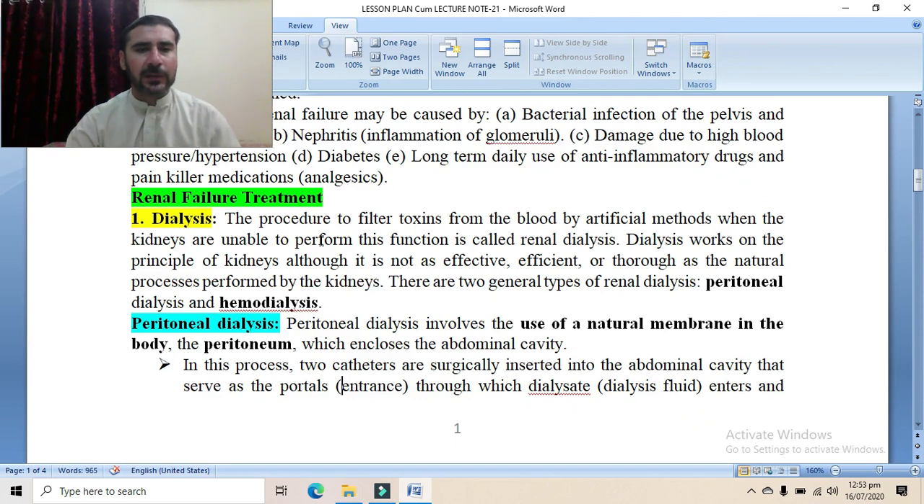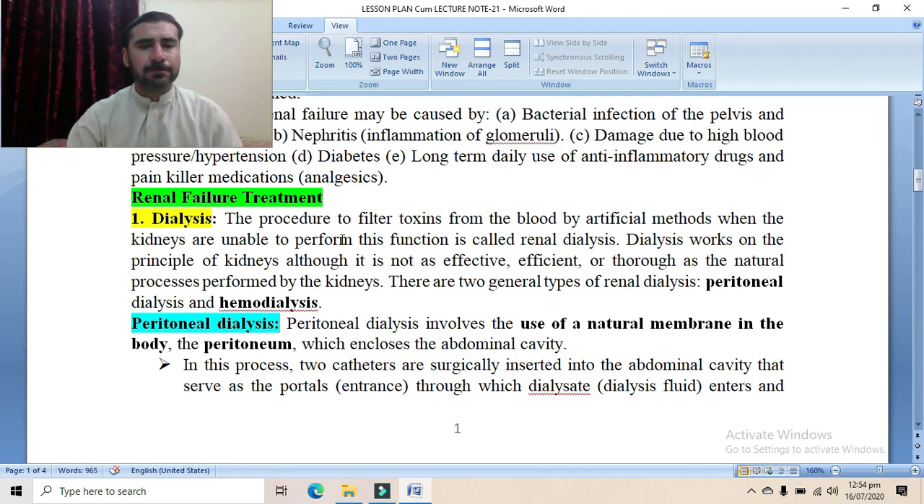Now, dialysis is basically the artificial process through which the filtration of blood occurs whenever the normal kidney cannot perform its normal filtration process. So the procedure to filter toxins from the blood by artificial methods, when the kidneys are unable to perform this function, is called renal dialysis. Whenever the glomerulus and Bowman capsule, which is the actual and specific filtering unit, are not properly working, the nephrons will not properly work. As a result, the whole kidney will not properly work.